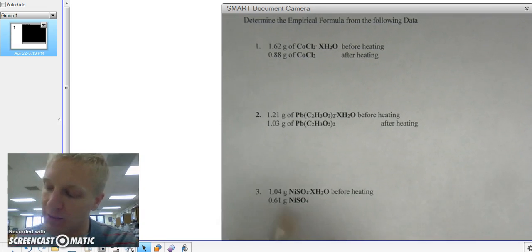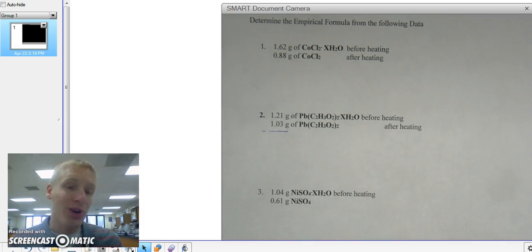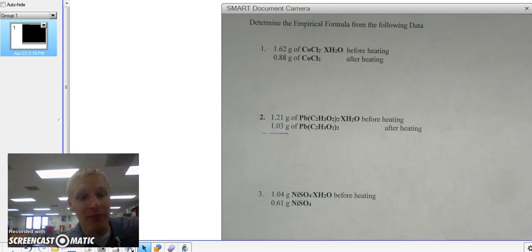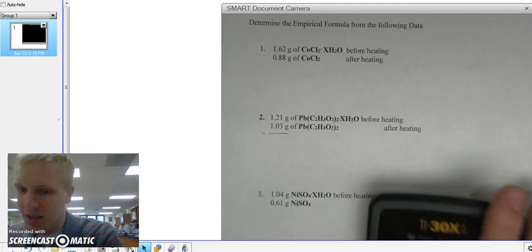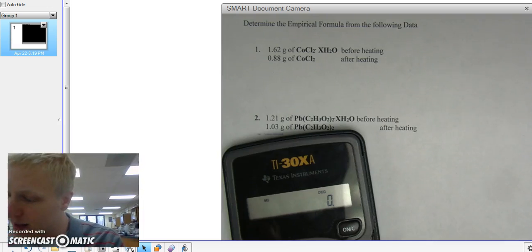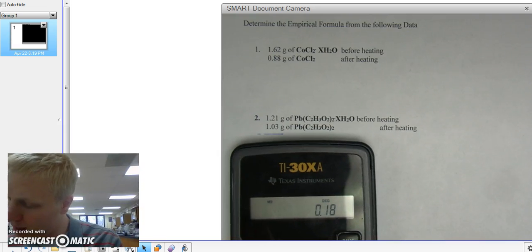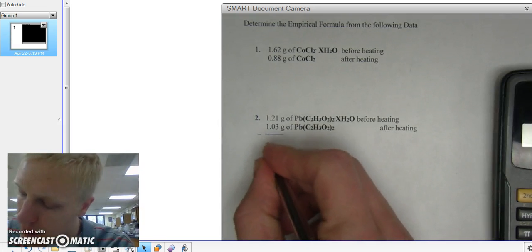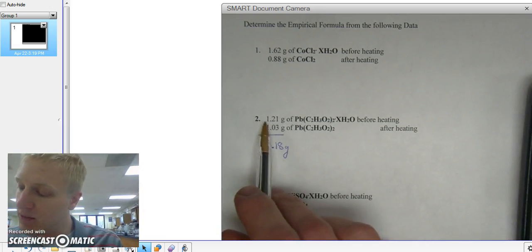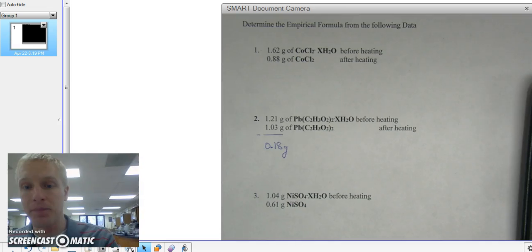So what I usually do first is I take the difference between the hydrate and the anhydrate. And in order to do that, you're going to need a calculator, usually. Good thing I have my calculator with me. Alright, so plugging this in, there you can see it. We got 1.21 minus 1.03, that gives me 0.18 grams.